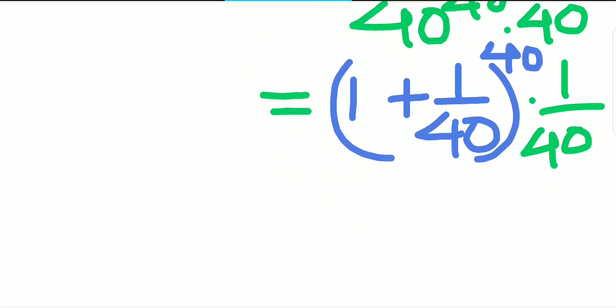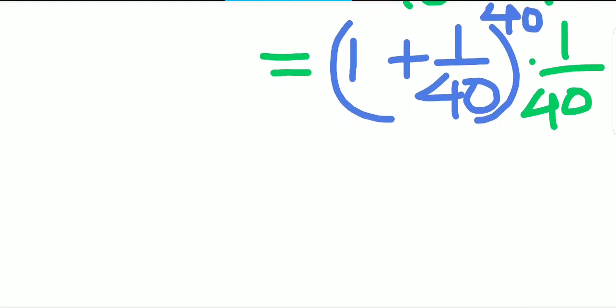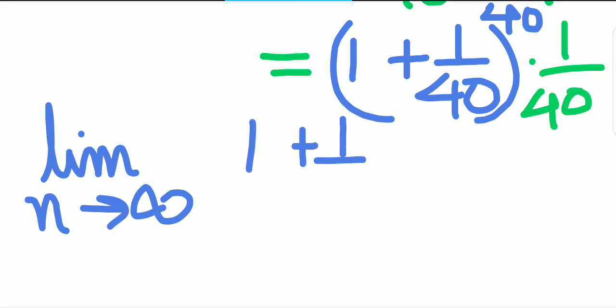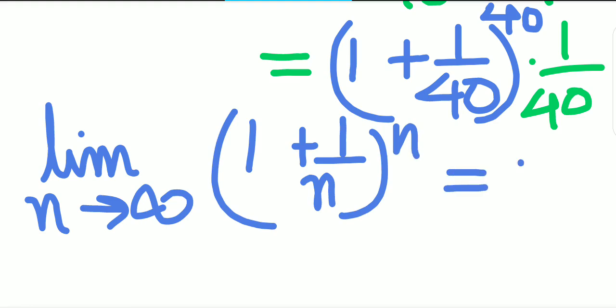Now we have something that we can recall from limits. If you know it, well and good. If you do not know, then also well and good. The limit as n tends to infinity of 1 plus 1 by n, to the power n, is exactly equal to e. And that's less than 3. e is less than 3.